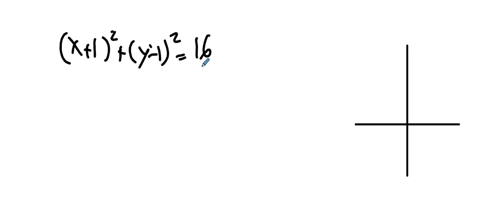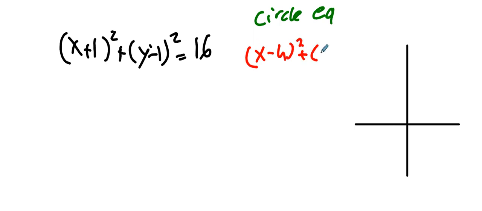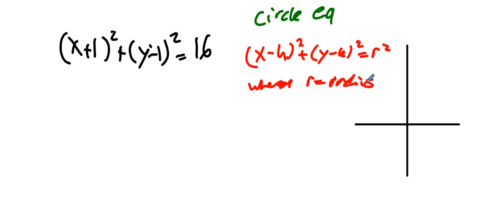So essentially what this is going to be is the circle equation. We have (x minus h) squared plus (y minus k) squared equal to r squared, where r is going to equal the radius, and (h, k) is going to be the center.